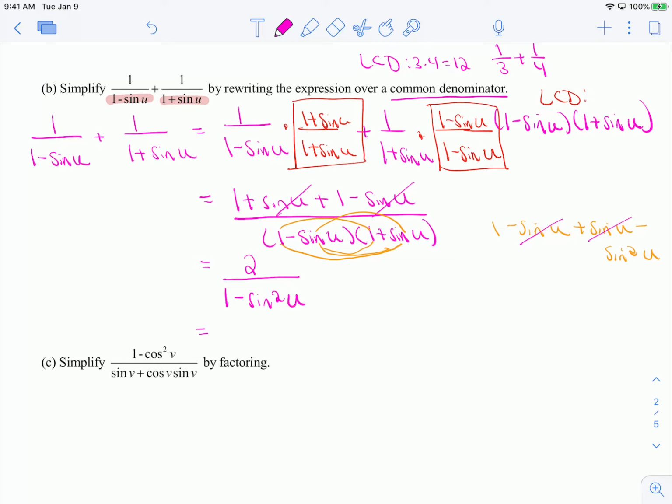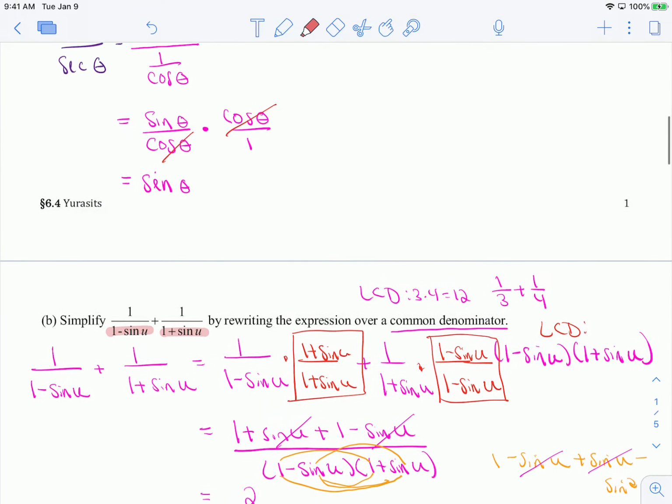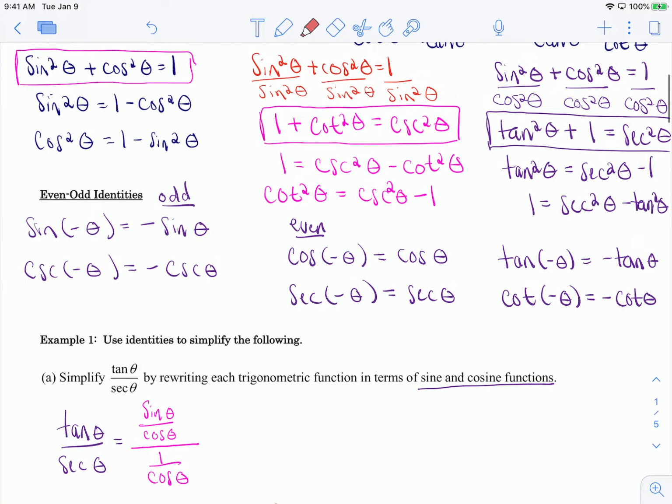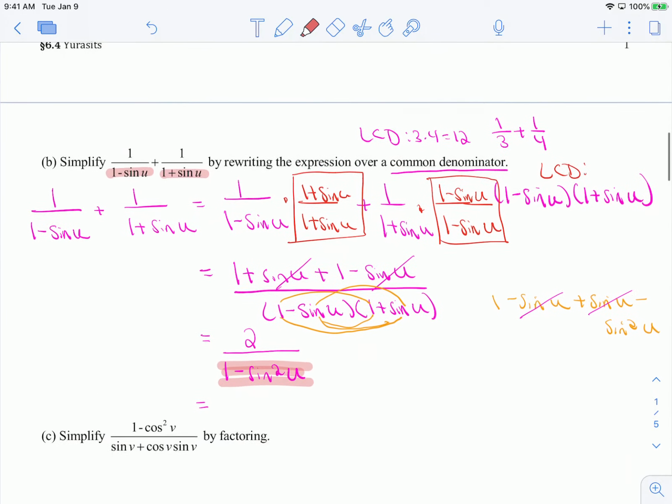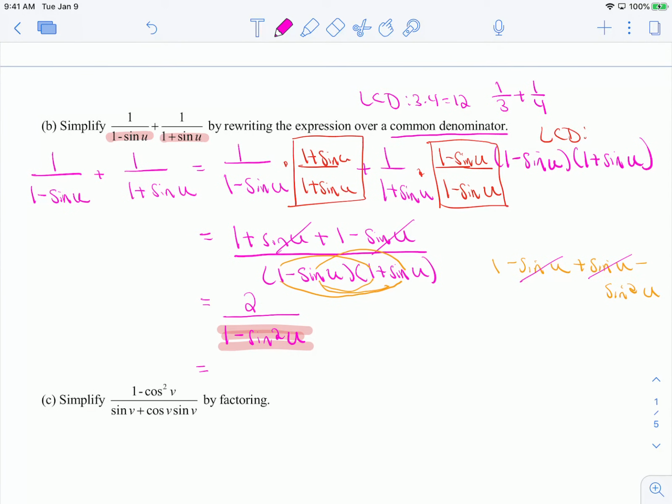Well, I know, just because of experience, I have seen this thing on my cheat sheet. So I'm going to go up here. I'm going to refer to this sheet. And what do you know? There it is, right? It's just in terms of u or not theta, so it doesn't really matter. So then I know I can go ahead and replace that with cosine squared.